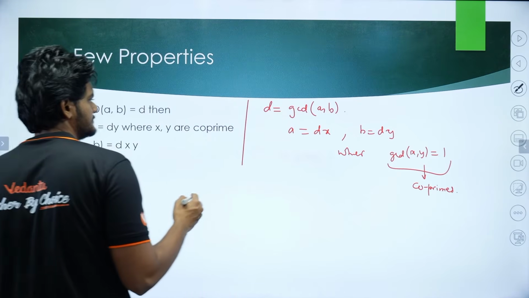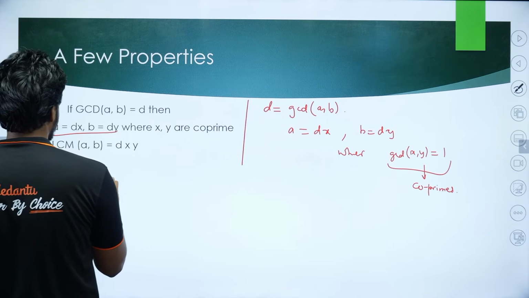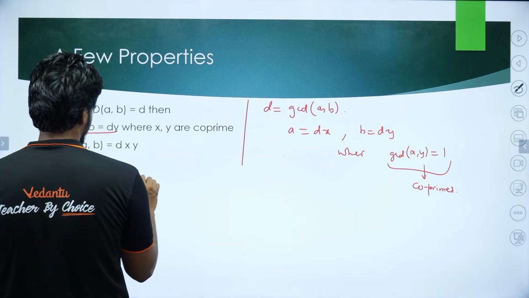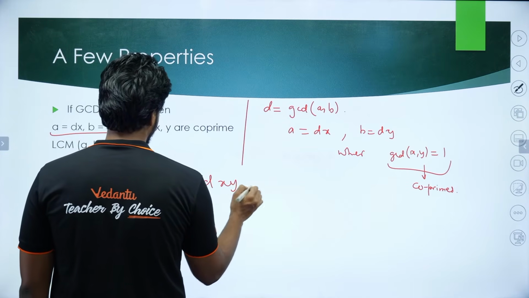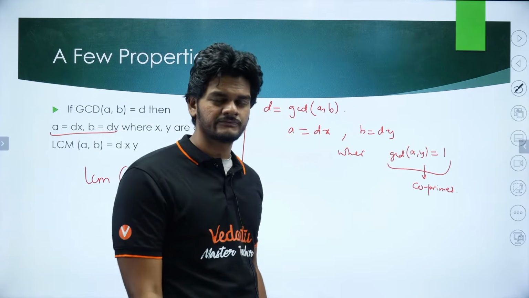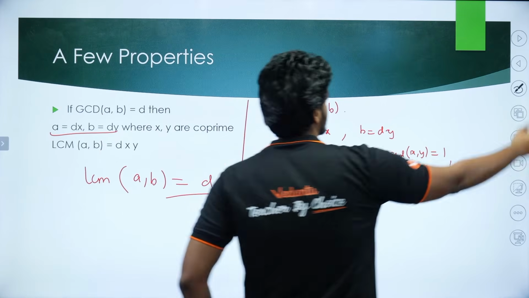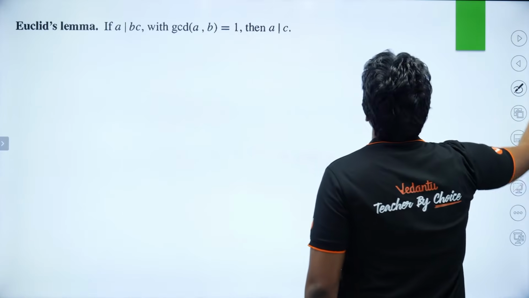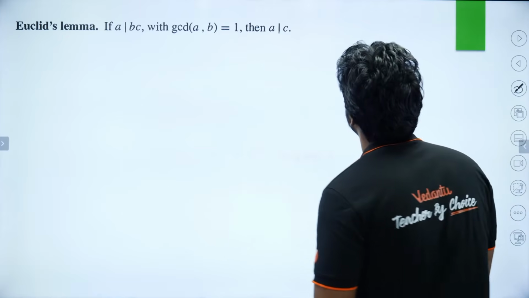And this happens, and then LCM of A comma B is equal to D into XY. You can follow these results from prime factorization. You can follow this from that directly. Euclid's lemma.